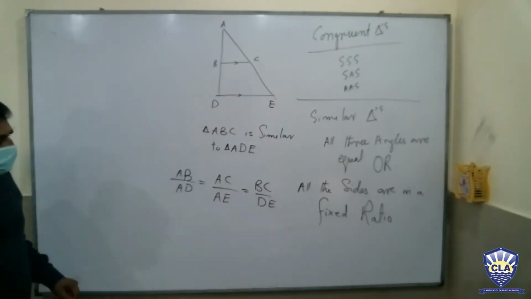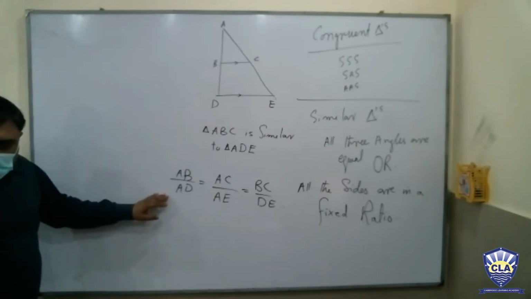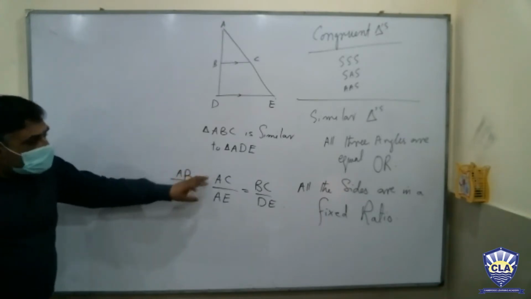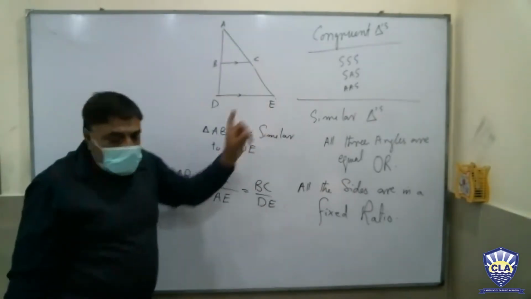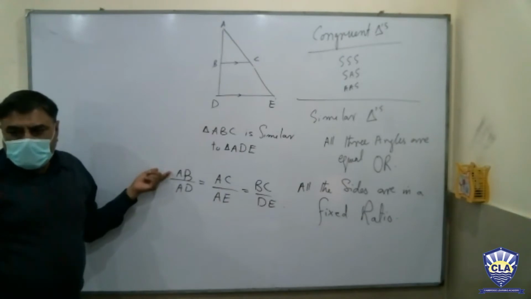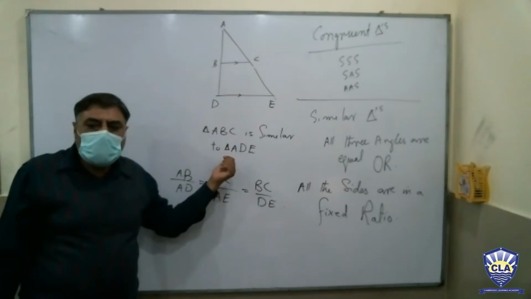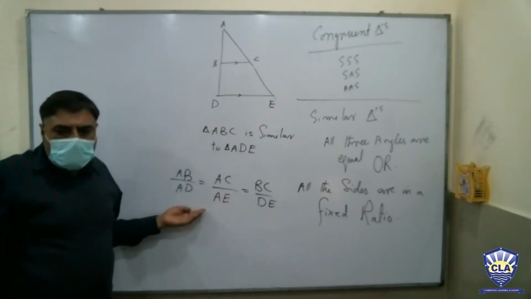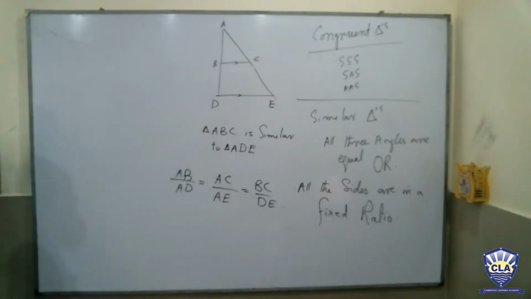Okay children, AB over AD, then AC over AE. If you start with the smaller one in the numerator, all the numerators should be from the smaller one, and the denominators from the bigger one. All the sides are in a fixed ratio.